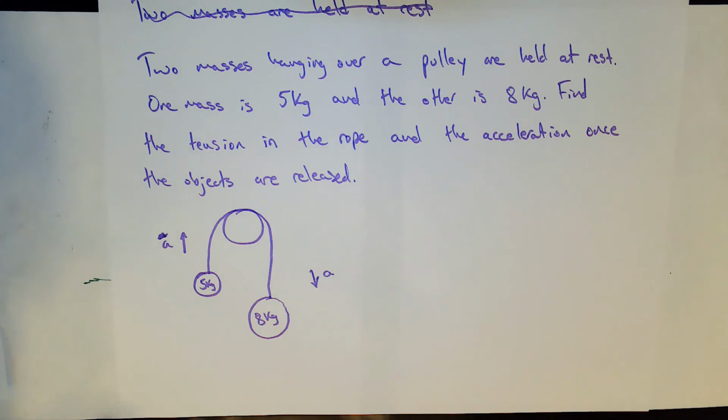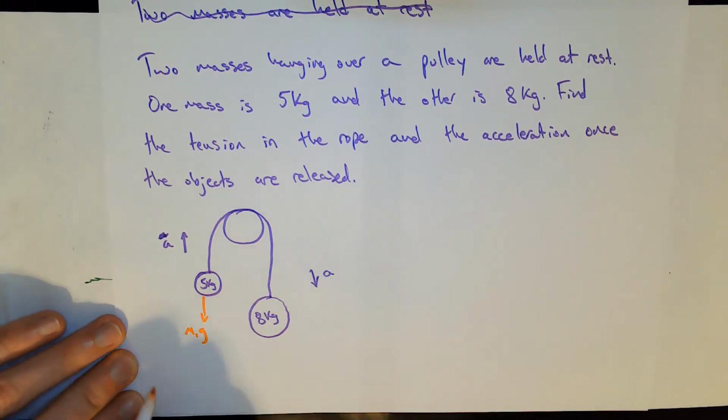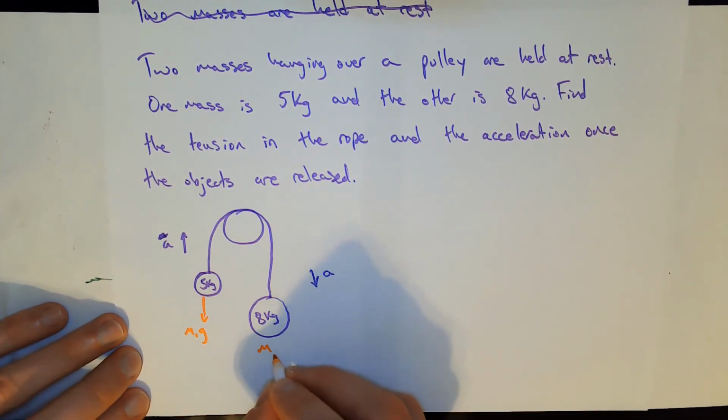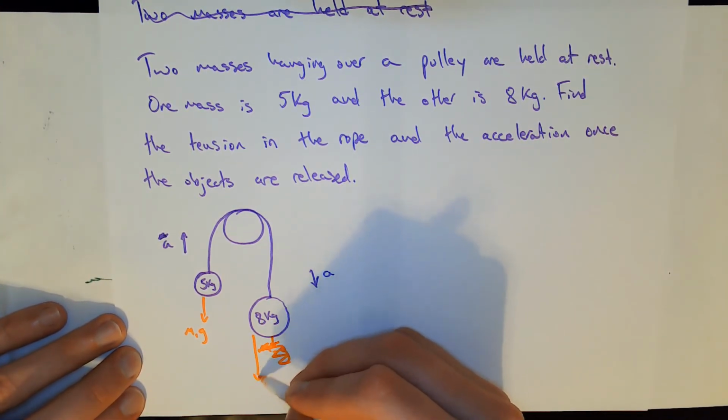Okay, free body diagrams. What's going on here? First of all, I have M1G. I'll call this M1 for mass 1. And M2G, whoops, forgot the arrow. M2G pulling down on this one.